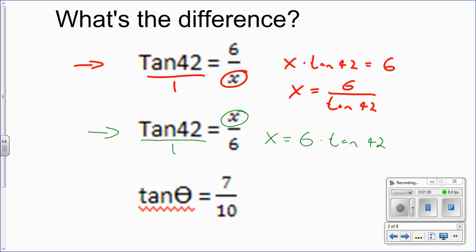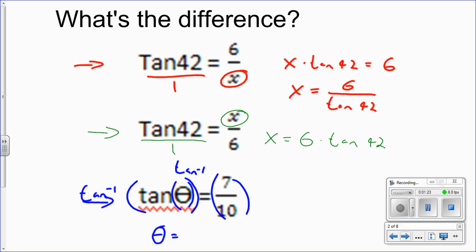So notice this one, the third one, our unknown is here as our angle, or our theta. So in order to undo this, we have to use our inverse tangent, both sides. So we find that theta is equal to tangent inverse of 7 over 10, and we can get our solution there by putting it into our calculator.